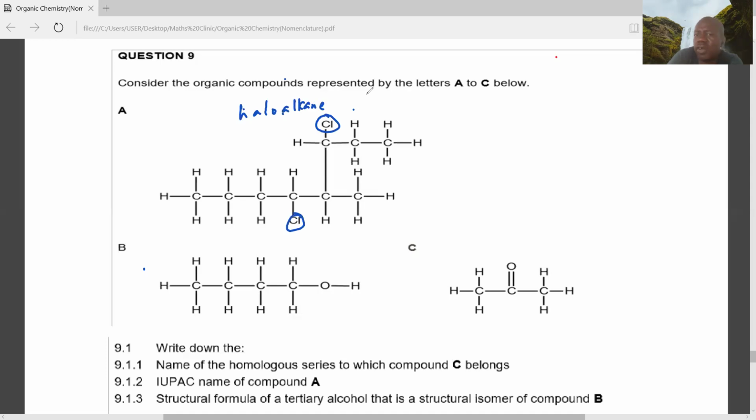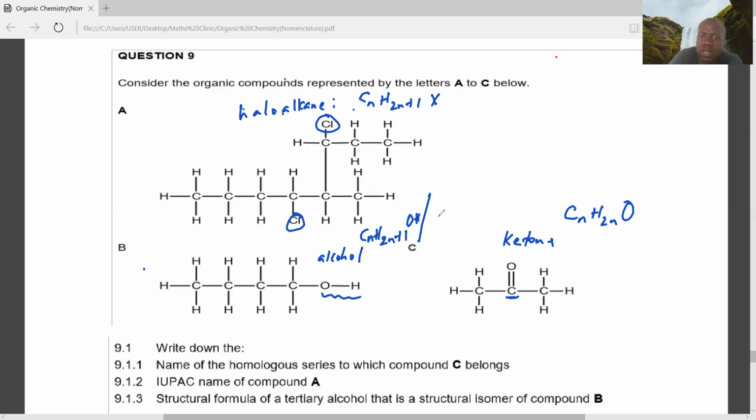And what is the general formula of a halo-alkane? CnH2n+1 with an X. And this one, there's OH attached to carbon. This is an alcohol, and this is a primary alcohol. The carbonyl is attached between 2 carbons, so this is a ketone. The general formula is CnH2n. Or this one, CnH2n+1 with the OH, or CnH2n+2 with the O.